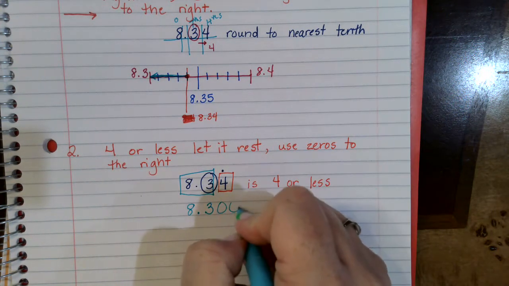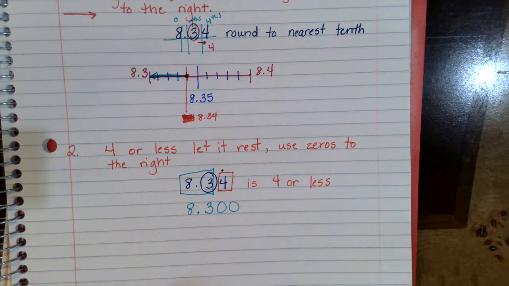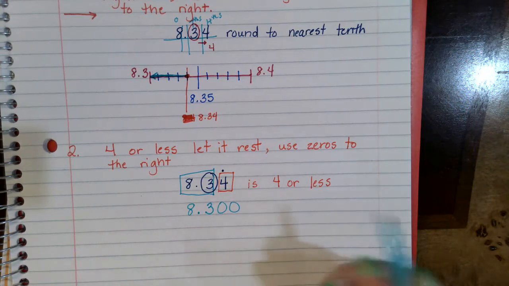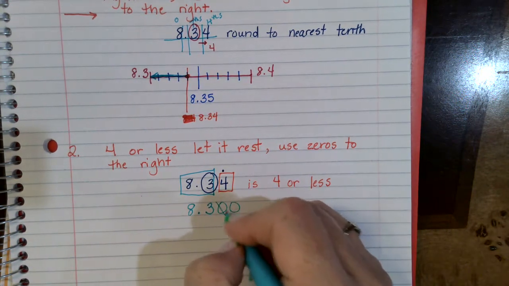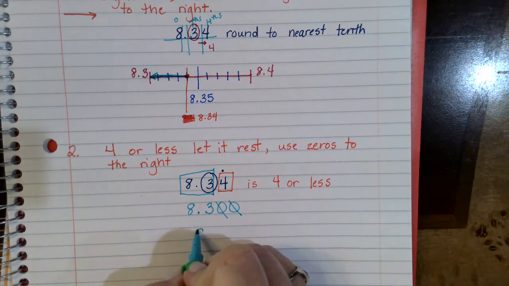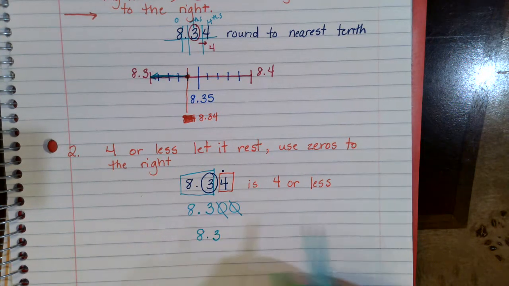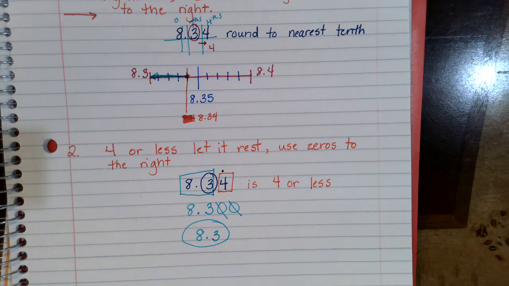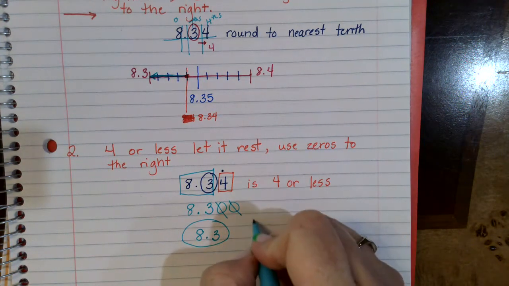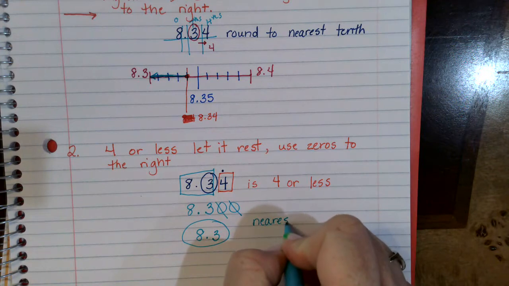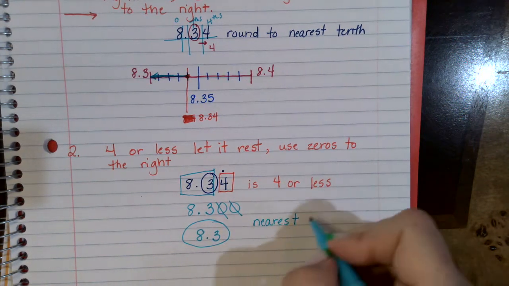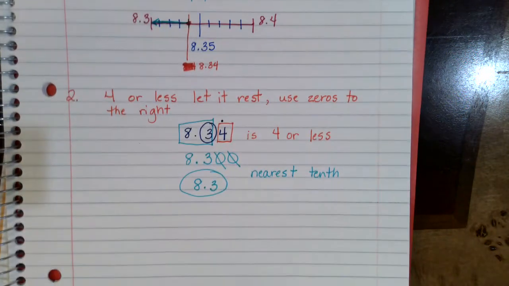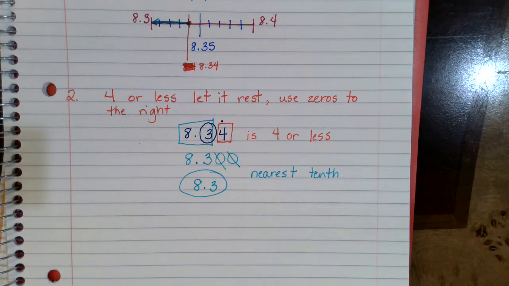8.3. We can put zeros on here to the right. That doesn't change the value. 8 and 3/10 is the same as 8 and 30/100, which is the same as 8 and 300/1000. But we don't need those, so we can just write our number as 8.3 because those zeros don't change the value. So when we round 8.34 to the nearest tenth, our answer is 8.3.